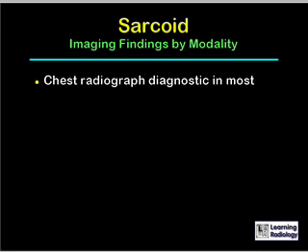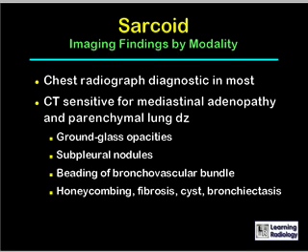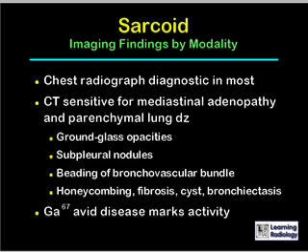Chest radiographs are diagnostic in most cases. CT is more sensitive than radiography for mediastinal adenopathy and for parenchymal lung disease. On CT, we can see ground glass opacities, subpleural nodules, innumerable small nodules and prominence of the reticular markings, beading of the bronchovascular bundles, and in end-stage disease, honeycombing, fibrosis, cyst formation, and bronchiectasis. As we said, gallium-67 avid disease can be used to mark the activity of the disease.